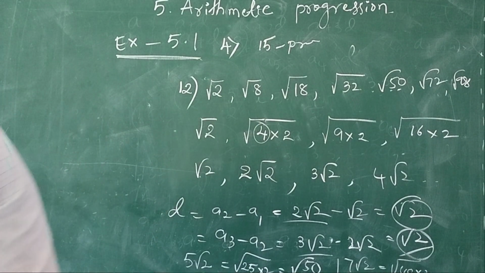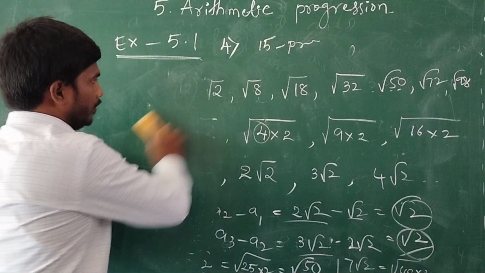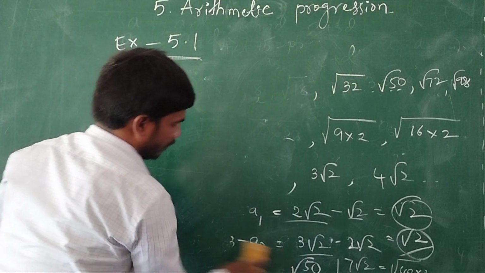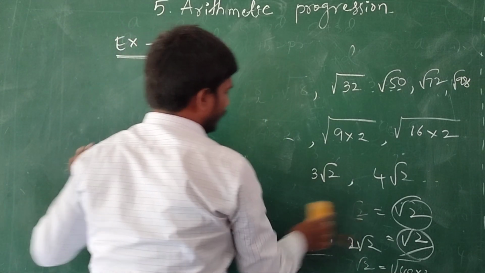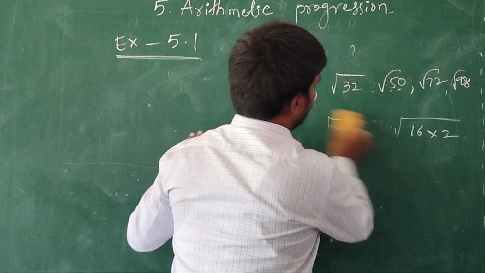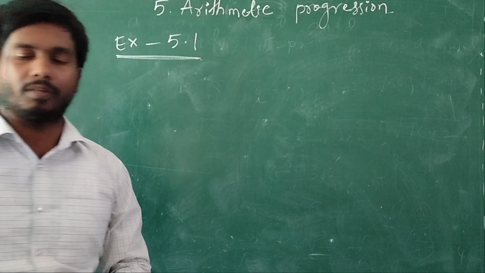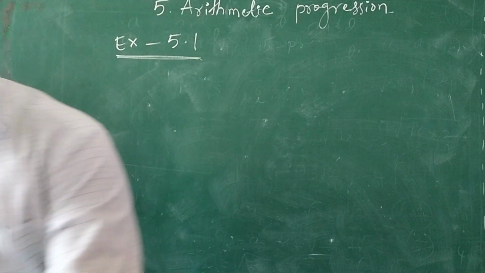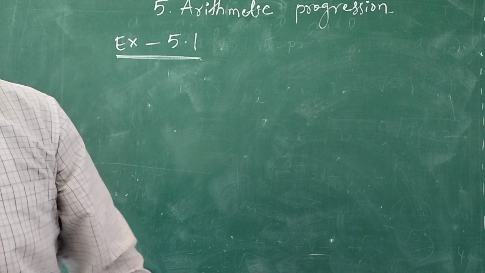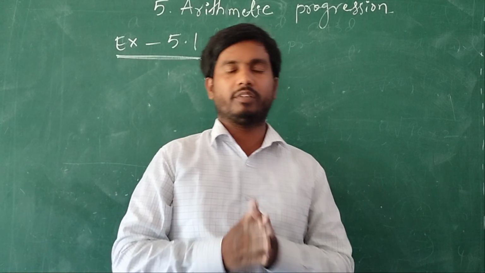So these many problems are there. In 5.1 we have 4 bits, in that, 4 different models. First one, given word problems, are they arithmetic progressions or not? Second bit, finding the first term and common difference. And third bit, finding the next 4 terms. In 5.1 we have 4 bits.